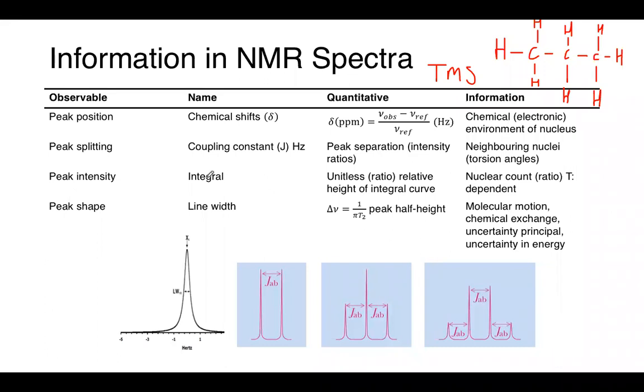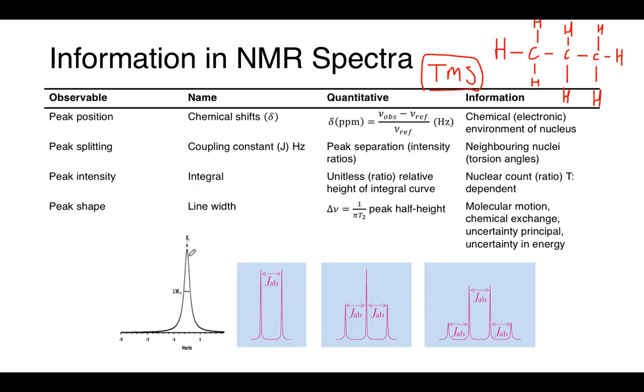The reference peak is based on tetramethylsilane. Tetramethyl means 4 methyl groups. A methyl group is CH3, so there are 3 hydrogens in each methyl group, and 4 methyl groups, 3 times 4, is 12 hydrogens. So the area of this reference peak represents 12 hydrogens. We can set the area of that peak to 12, and then the areas of all the other peaks will correspond to the number of hydrogens they represent. And so that gives us this peak intensity, this integral.